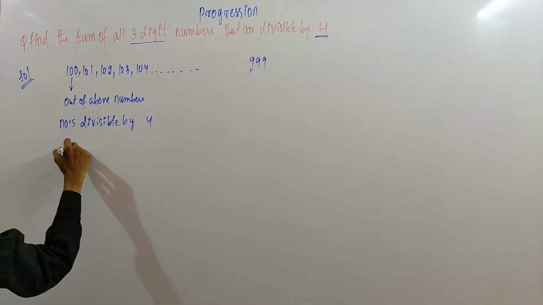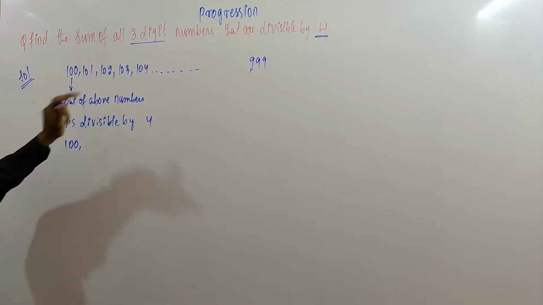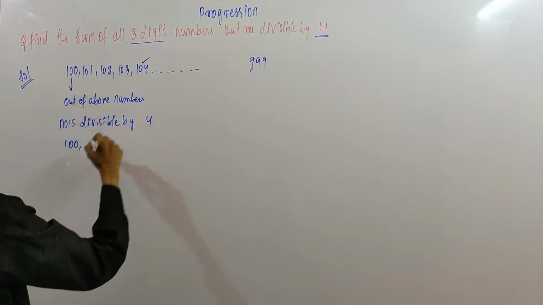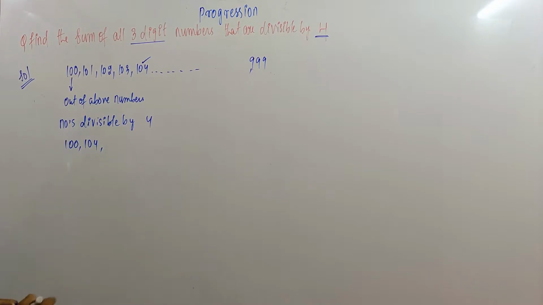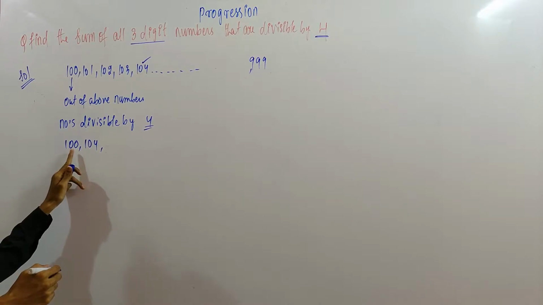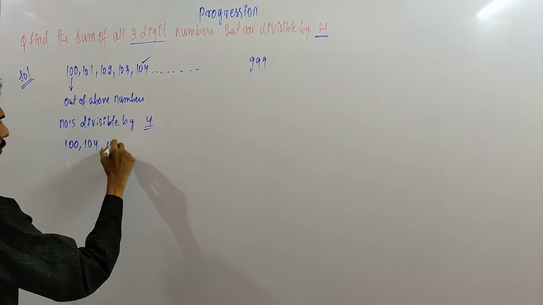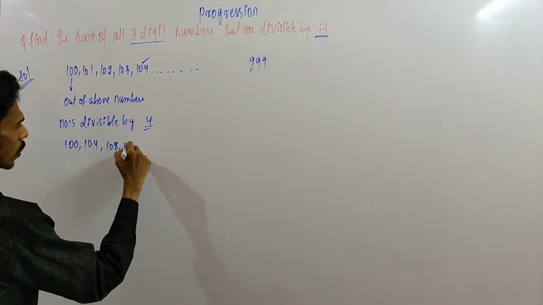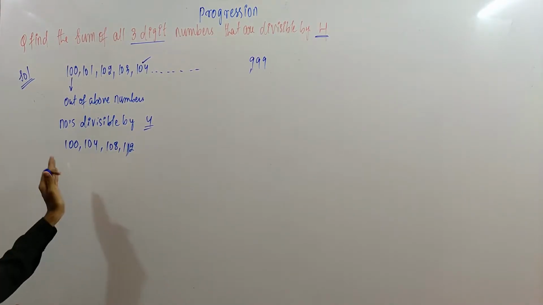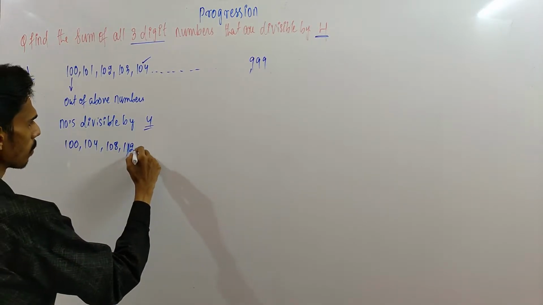So 100 is divisible by 4, so take it. 101 is not divisible by 4. 102 is not divisible by 4. The next number is 104, so 104 is divisible. If I get the first number, then you add 4 to this number, we will get the next number. Add 4 to this number, we will get 108. Similarly, we get 112 as the next number that is divisible by 4. So adding 4 to the previous number will give you the next number divisible by 4.